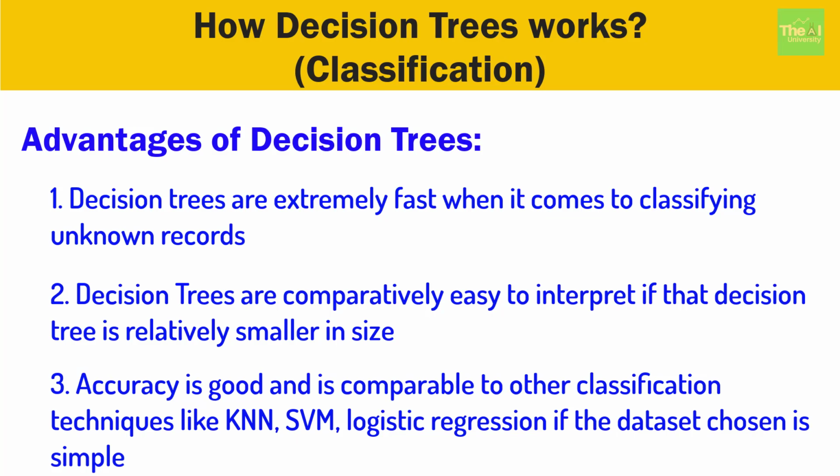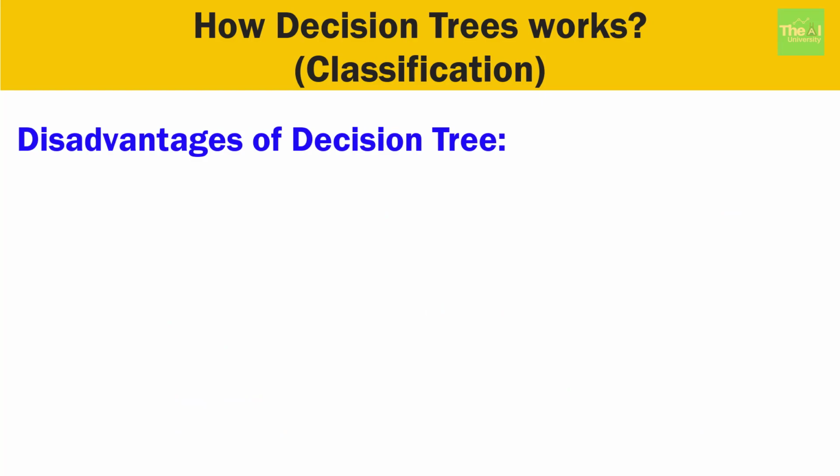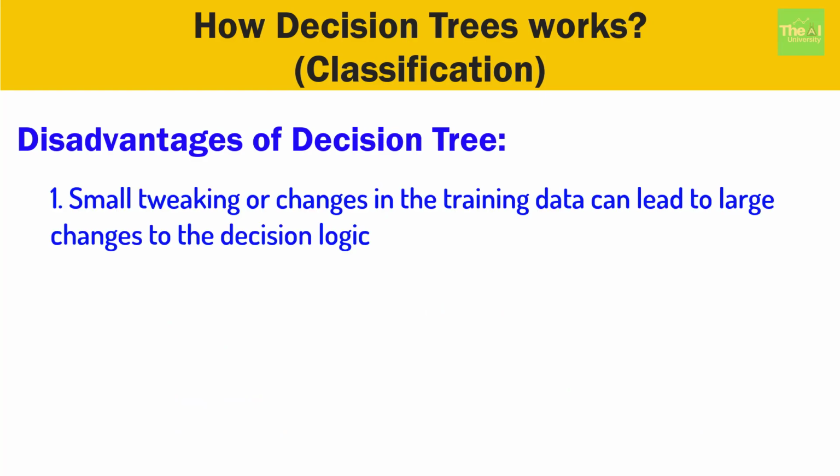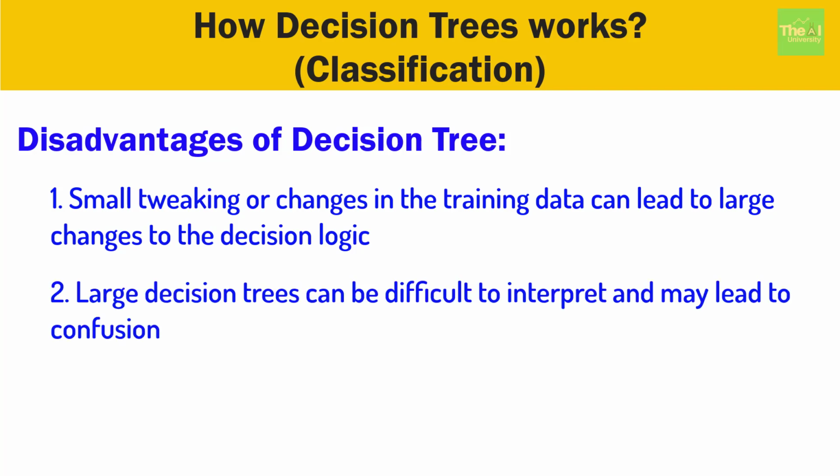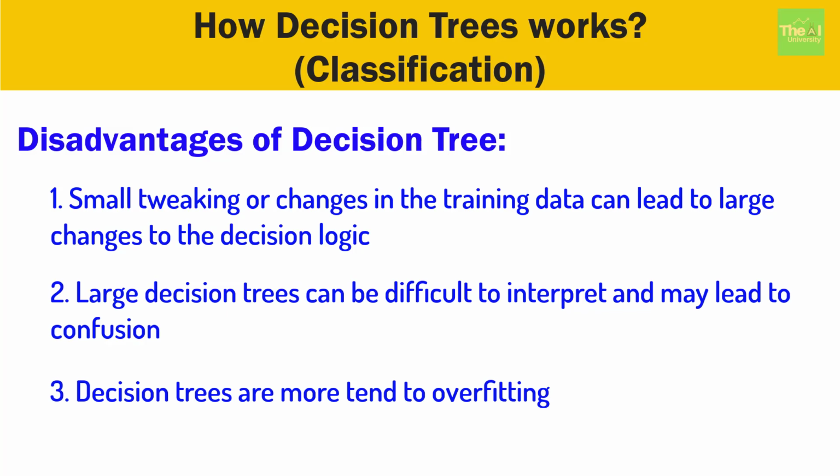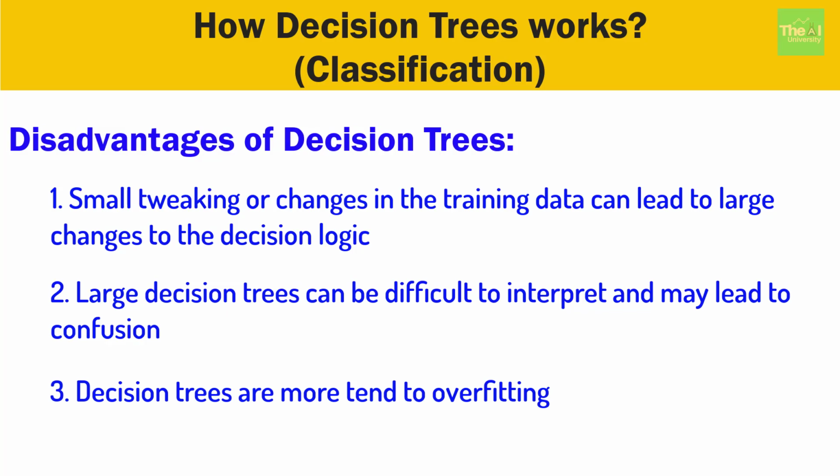Now let's see some of the disadvantages. Number one, small tweaking or changes in the training data can lead to large changes in the decision logic. Number two, large decision trees can be difficult to interpret and may lead to confusion. Number three, decision trees tend to overfit more.